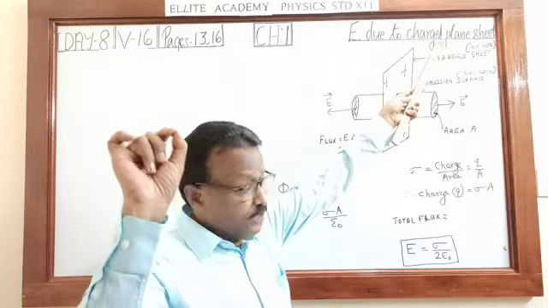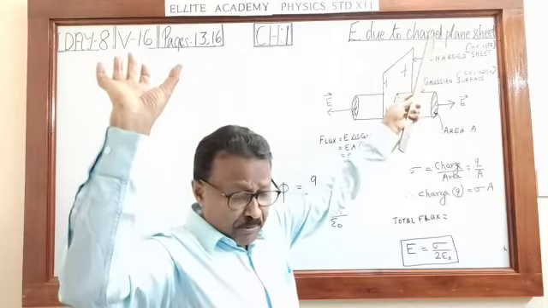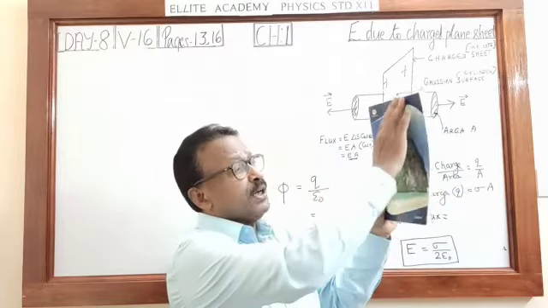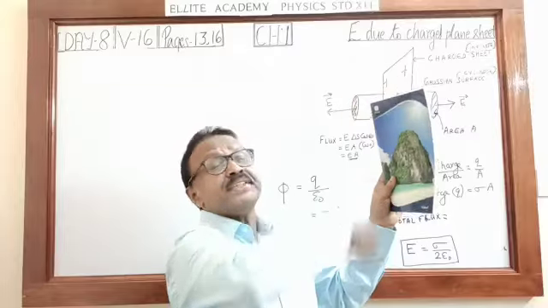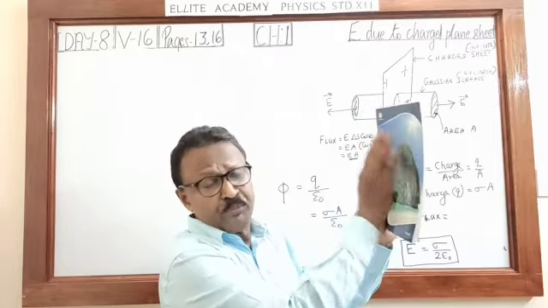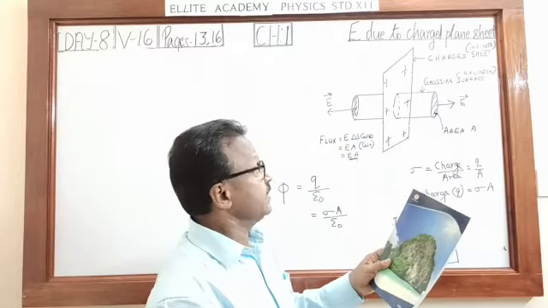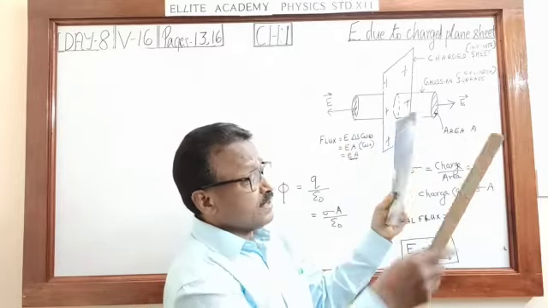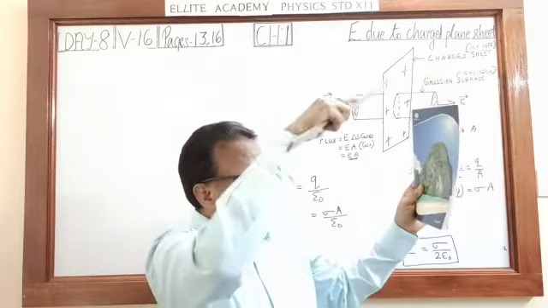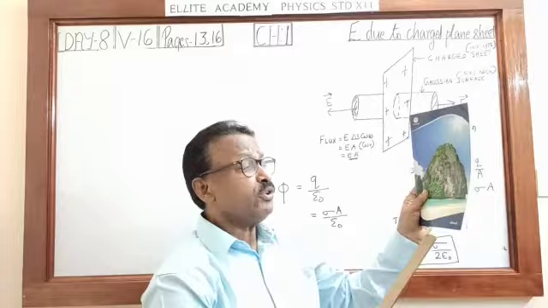That means a plane plate, we can say. Example, this is a book, just for argument's sake, I am just showing. Assume it is a plate and it is charged. It is having some thickness. It may be positively charged or negatively charged. Maybe when I am charging it, charges will be present on right side as well as left side.